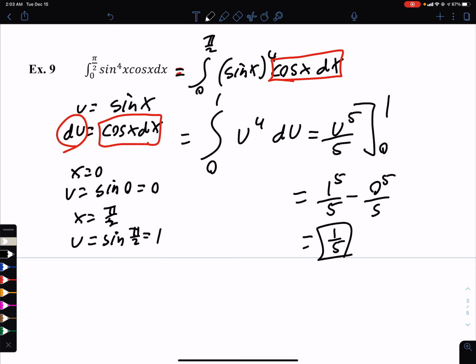Done. So that is the lesson on u-sub. This lesson, it just takes practice. Make sure you're not just memorizing things, but it makes sense why you're doing what you're doing.